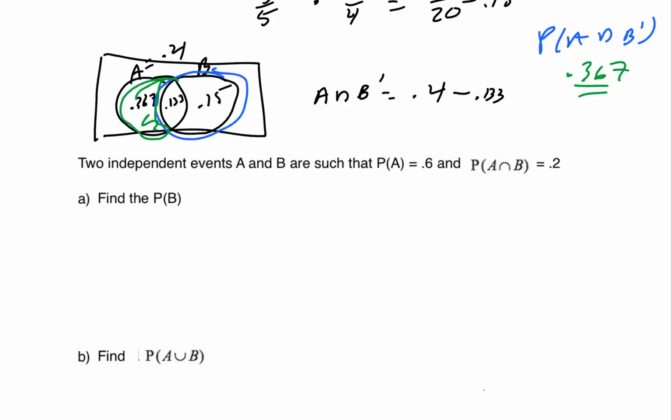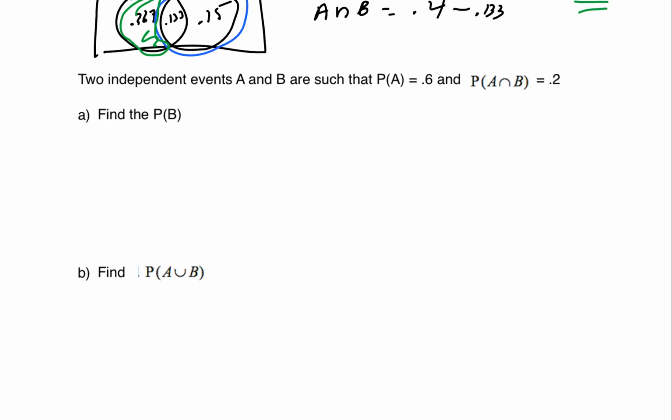Let's move on to the next example. So two independent events A and B are such that probability of A is 0.6, probability of A intersection B is 0.2. Find probability of B. So a couple things. First, again, notice that they say two independent events.